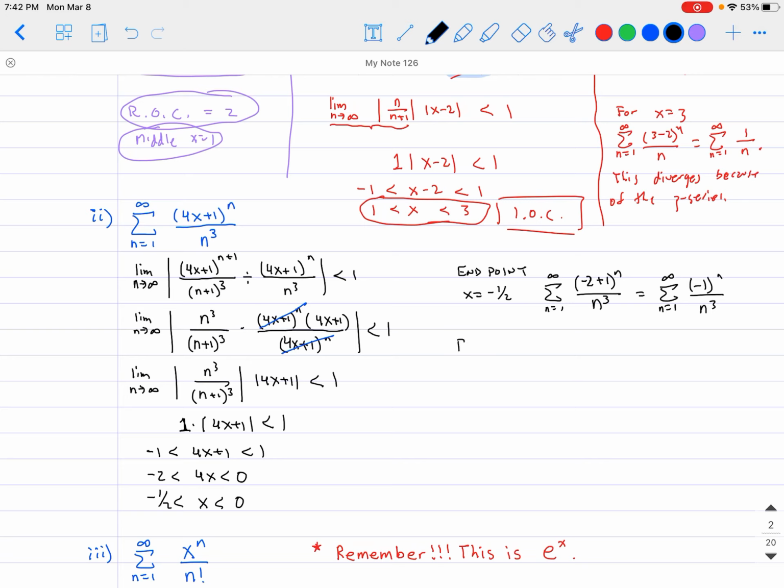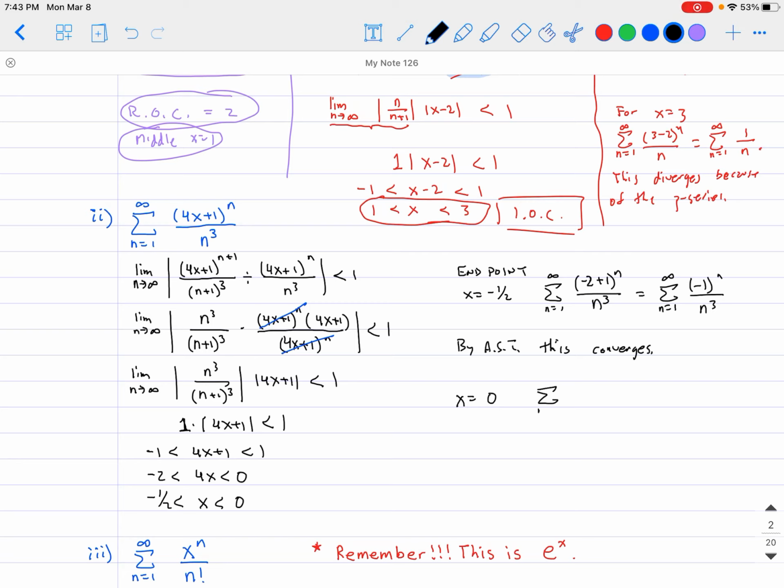So this right here, by the alternating series test, converges, because the alternating series test tells us that it's convergent. Now we're going to have to check the other endpoint. So now we're going to look at x equals 0 and see what happens when I plug that in.